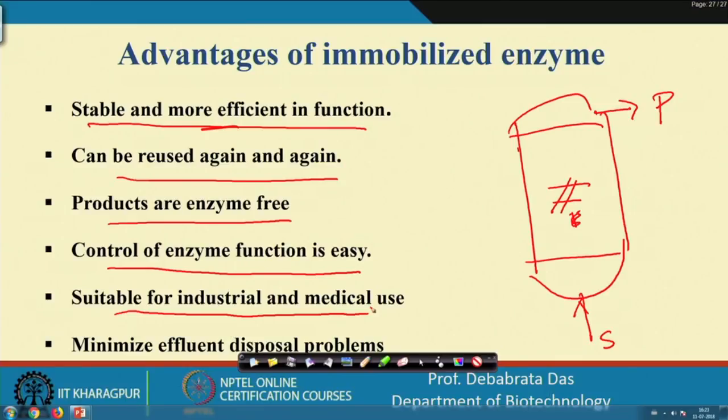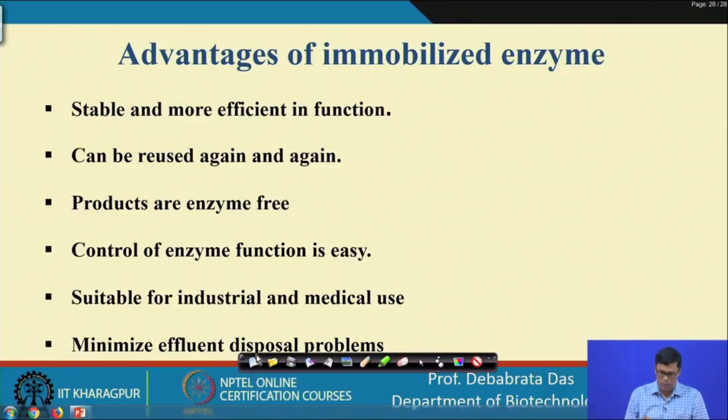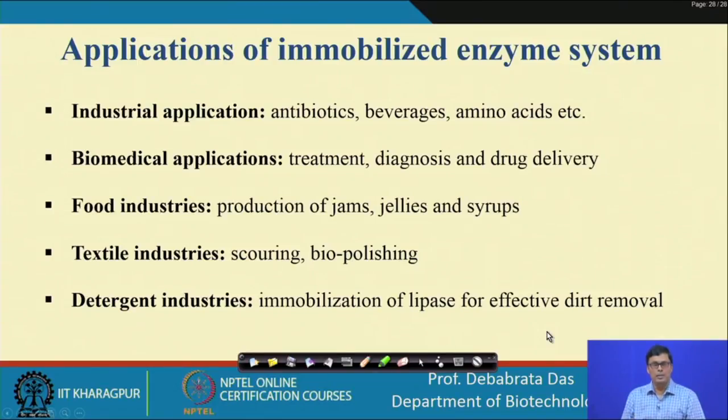Either you take it in the form of tablets, or you immobilize the enzyme on the solid matrix and keep it in the bloodstream, so that the enzyme can convert whatever substrate is present in the bloodstream to the desired product. So we have tremendous applications. Then there is the minimum effluent disposal problem, as I mentioned: your effluent will be free from the enzymes. And let us see the applications.